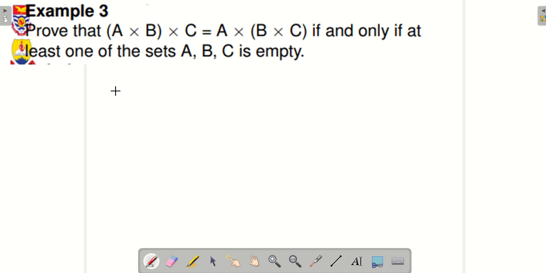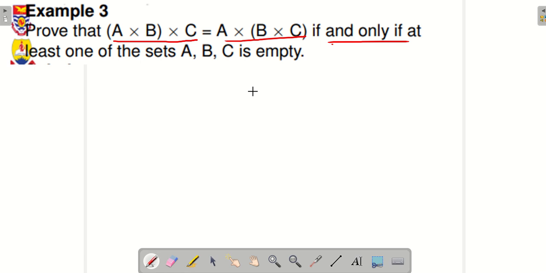Now let's solve example 3. We are to prove that (A × B) × C is equal to A × (B × C) if and only if at least one of the sets A, B, and C is empty. So here we are saying that the only condition for this set to be equal to this set is when at least one of the sets A, B, and C is an empty set.